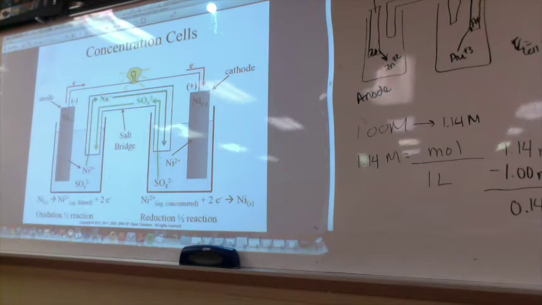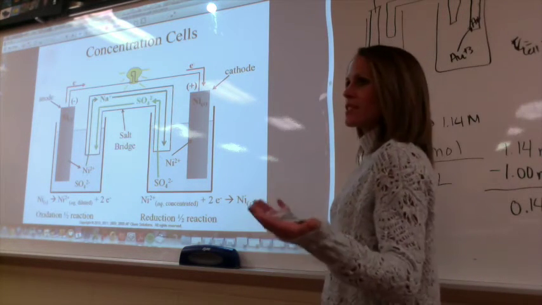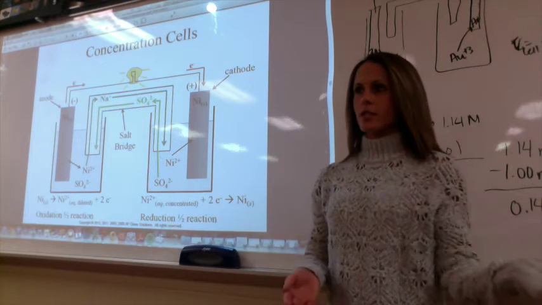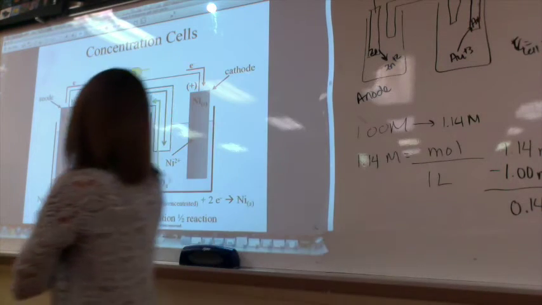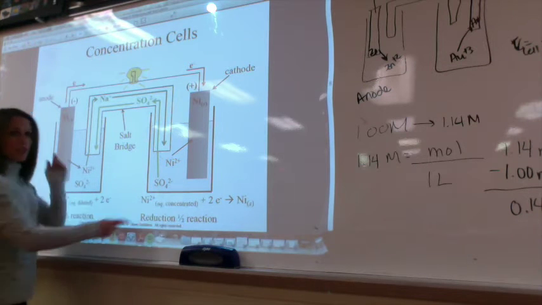So here's a concentration cell. What are the same substances there? Nickel. Nickel's on one half and nickel's on the other half, and it produces the same thing, but one gives up electrons and one's accepting the electrons. It's showing you here, this is the keyword diluted, and the keyword here is concentrated.